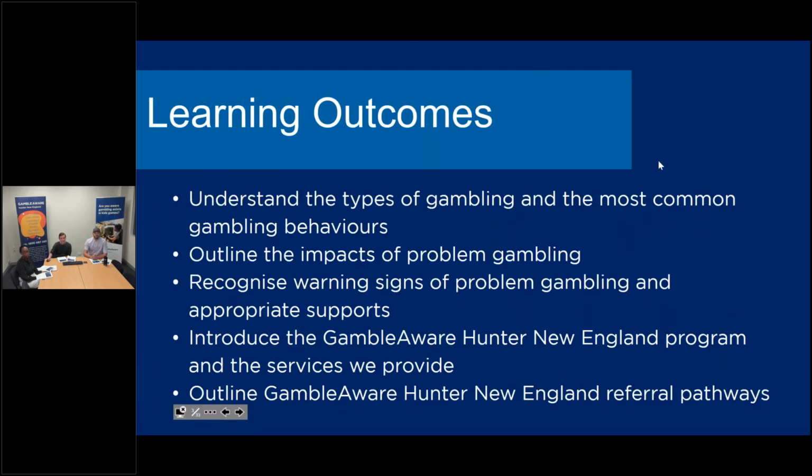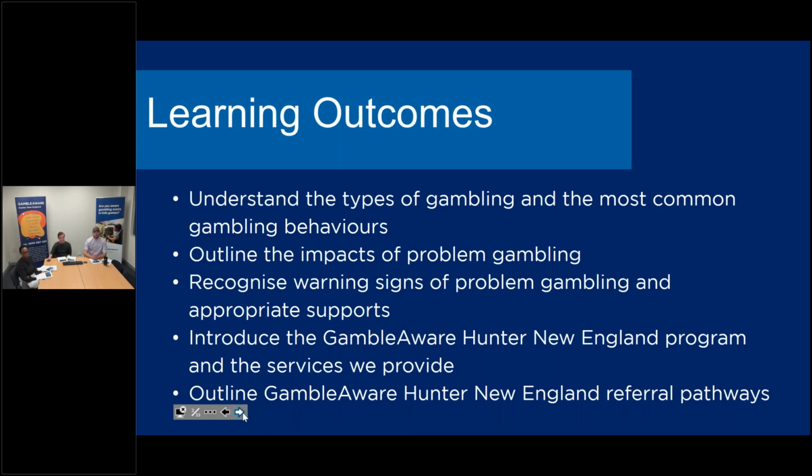All right, so just to run through our learning objectives. We will understand the types of gambling and the most common gambling behaviours, outline the impacts of problem gambling, recognise warning signs of problem gambling and the appropriate supports. We will introduce the Gamble Away Hunter, New England program and the services we provide. And we will also outline the Gamble Away Hunter, New England referral pathways.